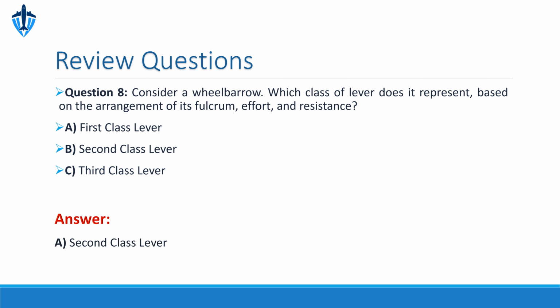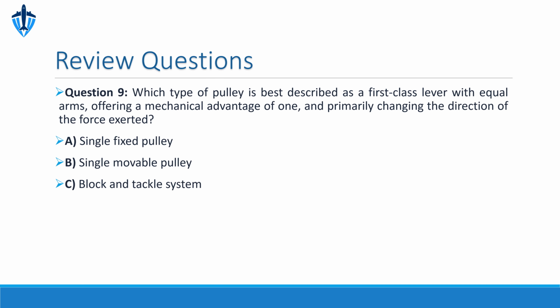Second-class lever. Let's break down the components of a wheelbarrow in terms of a lever. The wheel acts as the pivot point or fulcrum at one end. The effort is applied at the handles at the opposite end. The load or resistance is placed in the bucket, which is located between the fulcrum, the wheel, and the effort, the handles. This arrangement, where the resistance is between the fulcrum and the effort, is the defining characteristic of a second-class lever.